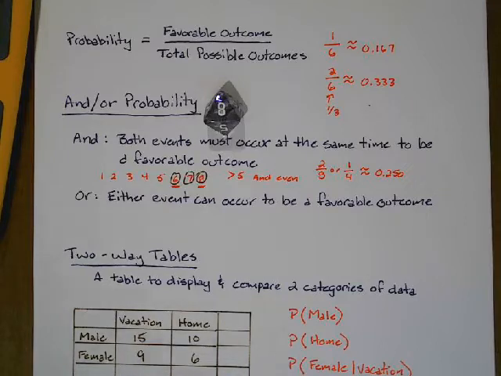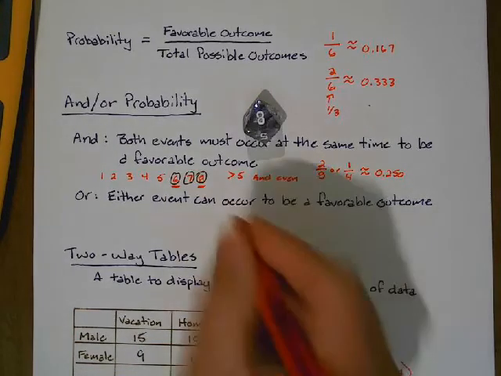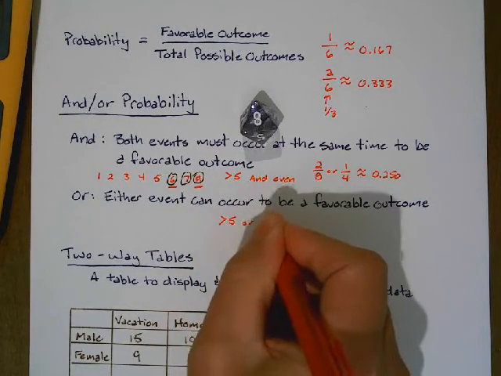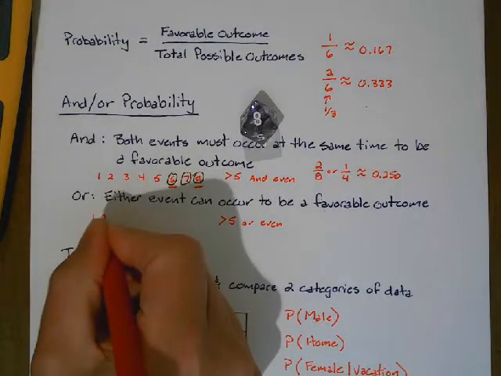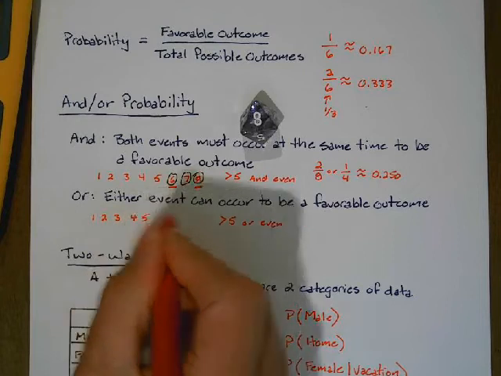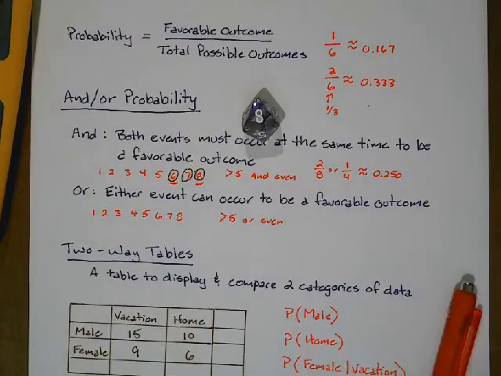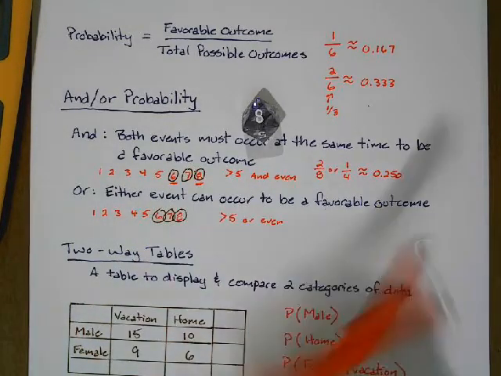Okay, what if instead I was rolling the same die and I wanted it to be greater than 5 or even? Okay, so greater than 5 or even. That means I'd be happy with either one of those outcomes occurring. So let's write them down again. 1, 2, 3, 4, 5, 6, 7, 8. Now I am happy to have greater than 5, or I'm happy to have even. So I've got 3 of them greater than 5, and I've got 2 of them even.